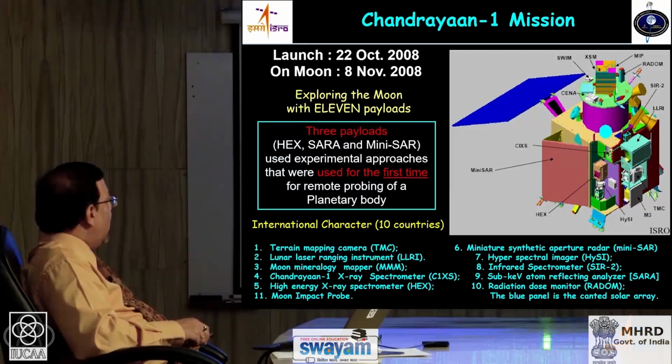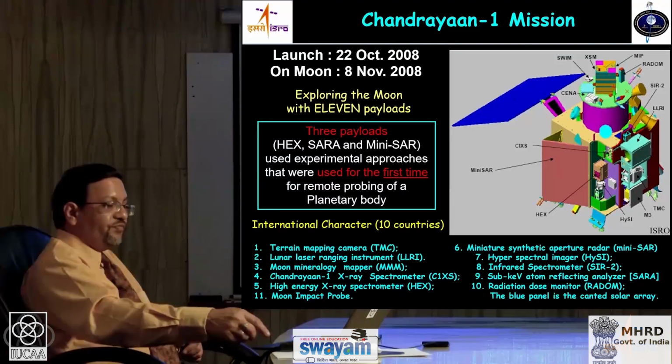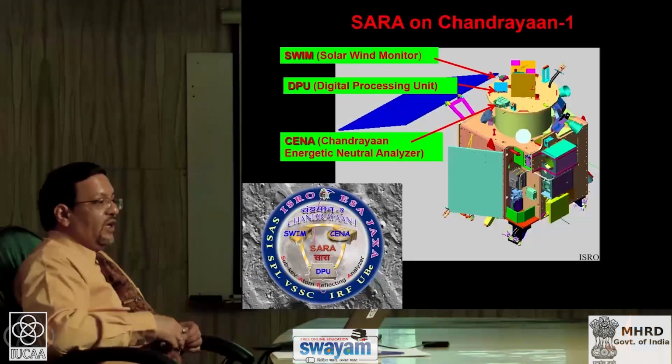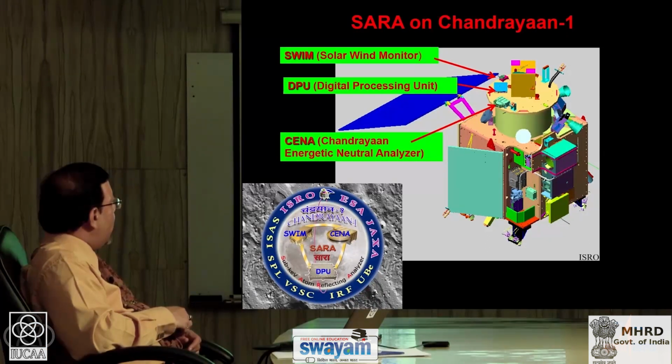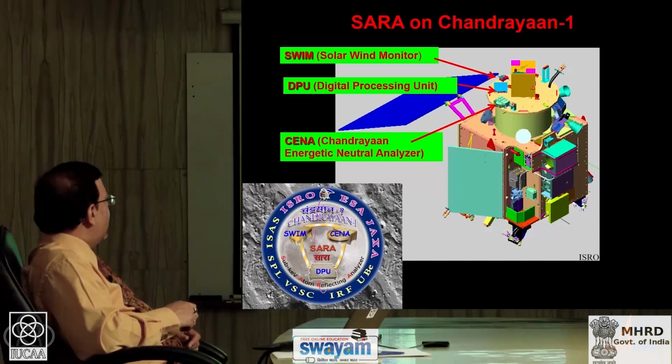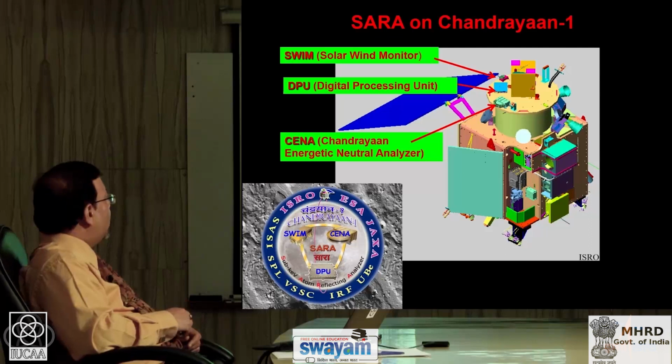which is shown over here and listed over here. And this mission was truly of international character, with almost 10 countries participating in it. On this mission, we had an experiment called SARA, which stands for Sub-keV Atom Reflecting Analyzer. And this SARA essentially consisted of 2 sensors, CENA, which stands for Chandrayaan Energetic Neutral Analyzer, and then SWIM, which stands for Solar Wind Monitor.